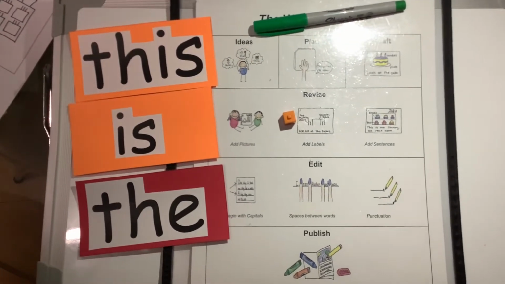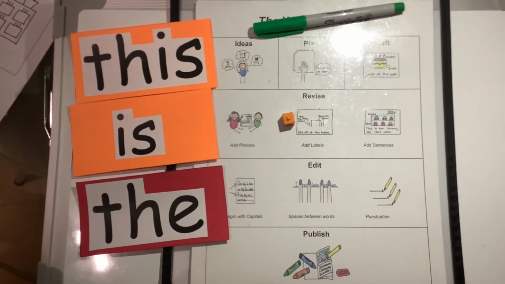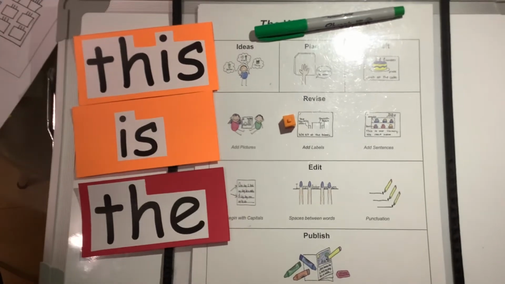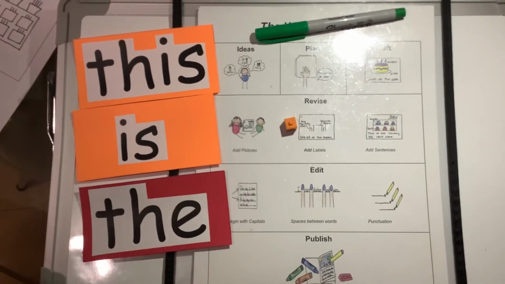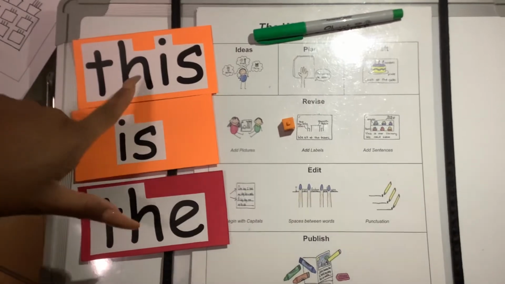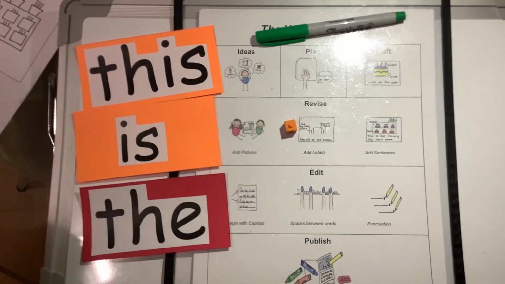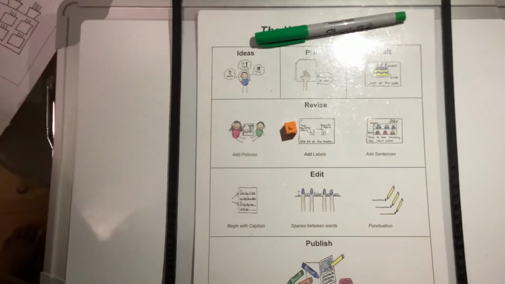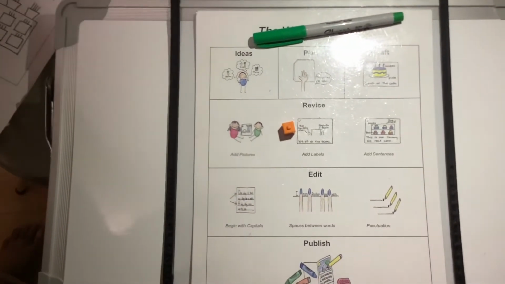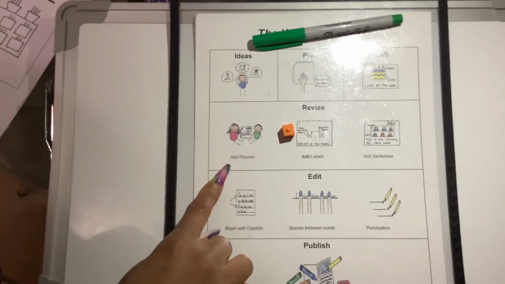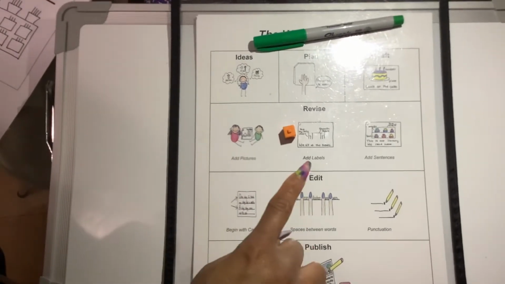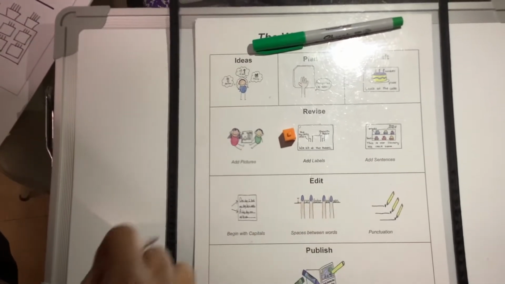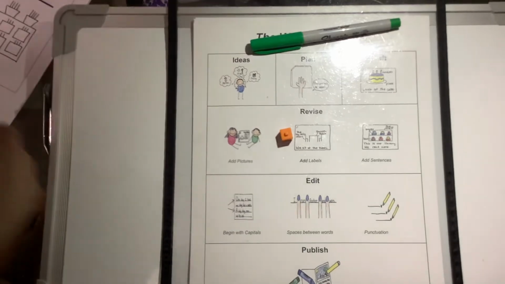Yesterday, we wrote sentences, we add labels, short labels, and longer labels. And we were able to use sight words that we know: this, is, and the. Today, we will be moving on to revision. And when we revise, we add more pictures, we add more labels, and we add more sentences to our books.